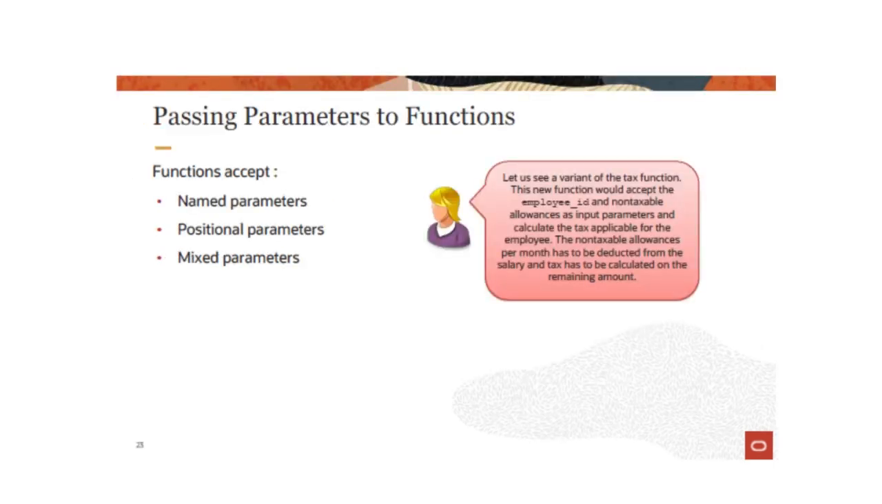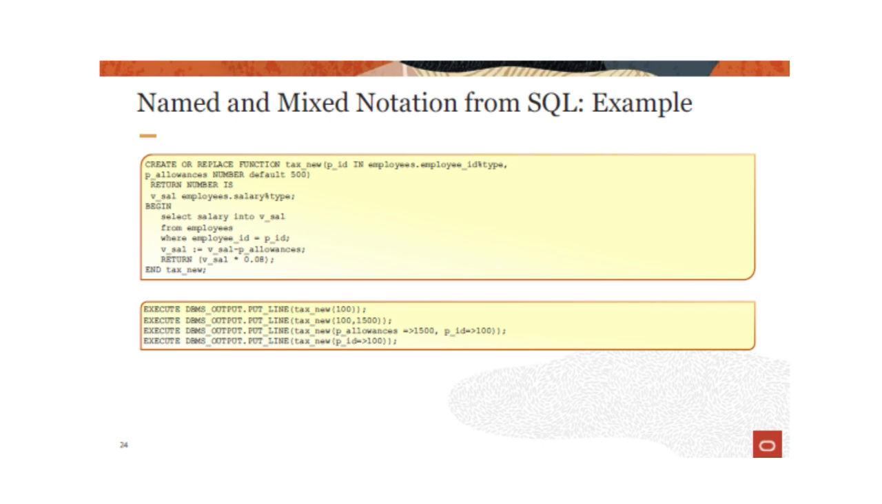PL/SQL allows arguments in a subroutine call to be specified using positional, named, or mixed notation. A tax calculation function which accepts two parameters as input. The input parameters P_id and P_allowances represent the employee_id and allowances payable to the employee, respectively. The second code box shows various valid function calls for the function tax_new. The first function call, tax_new(100), uses positional parameter, where the first parameter is the employee_id. The p_allowances parameter is substituted with the default value of 500.